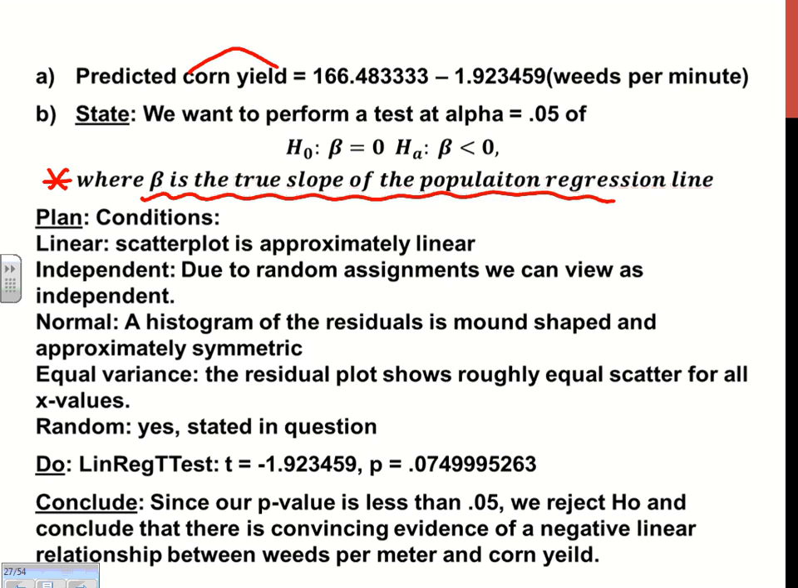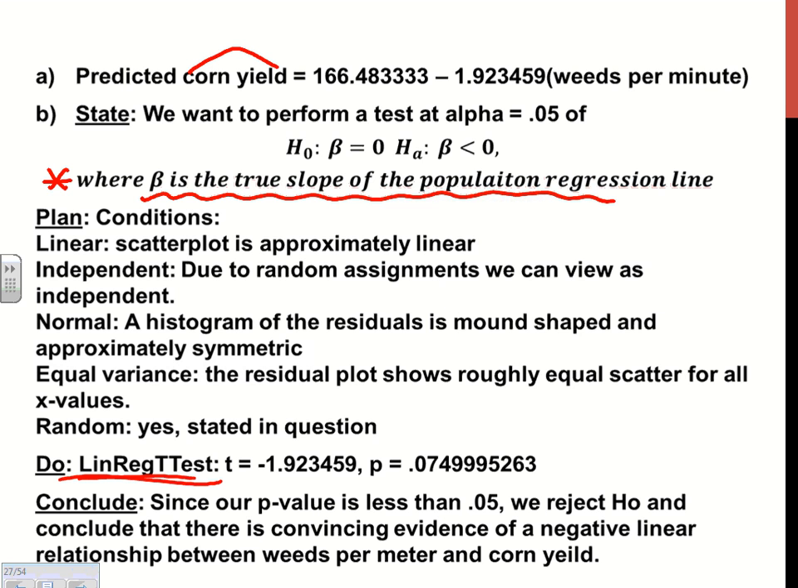Okay. The scatter plot is approximately linear. Due to the random assignments, we can view the observations as independent. A histogram of the residuals is mound shaped and looks approximately symmetric. For equal variance, if you look at the residual plot, and you should be looking at all of these to make sure you agree, it shows roughly equal scatter for all the x values, and it seemed random.